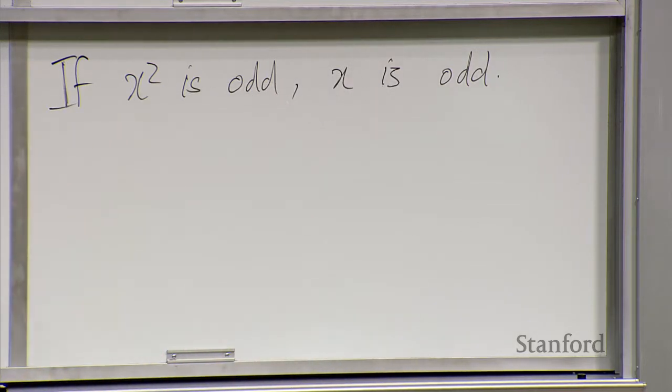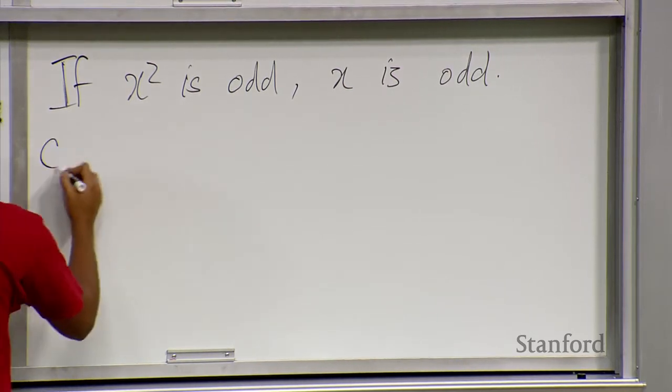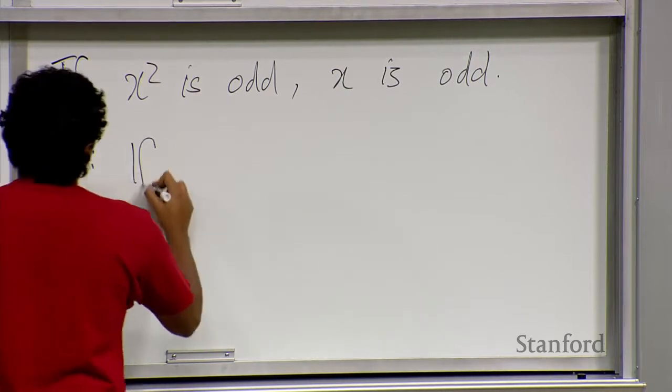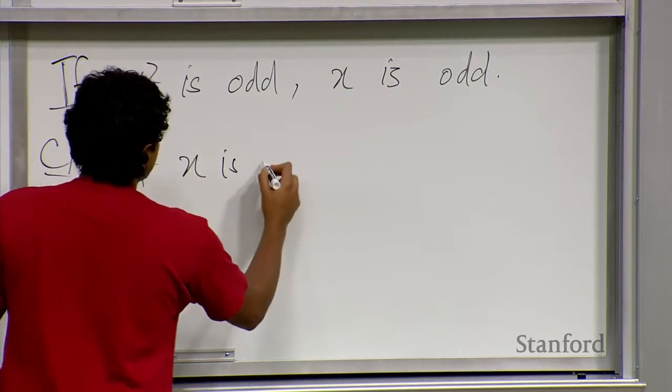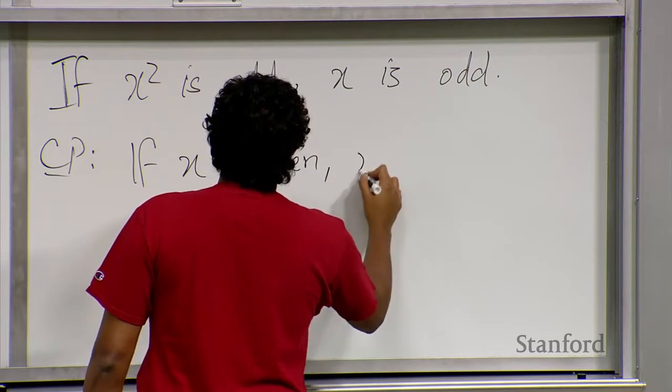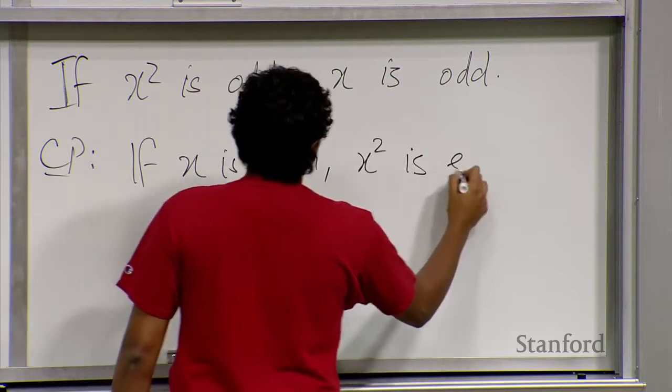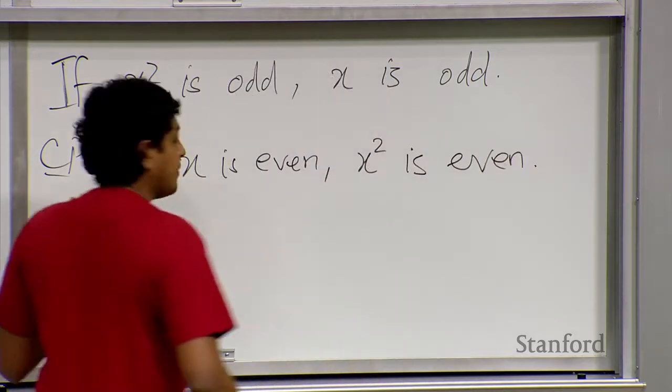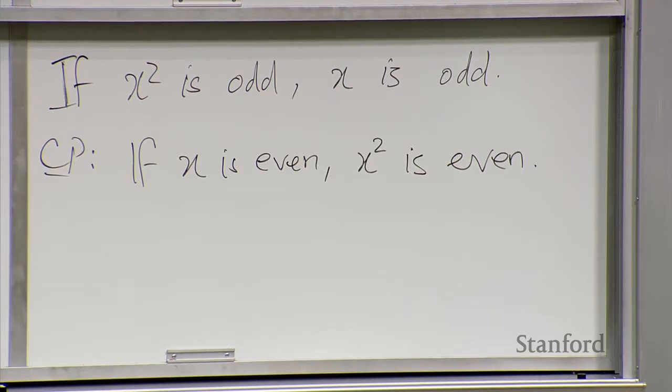Okay, so let's try to prove that if x squared is odd, x is odd. If we wanted to prove this by contrapositive, the contrapositive of this statement would be: if x is not odd, x squared is not odd. Right, because something that's not odd has to be even. So the contrapositive of this is, if x is even, x squared is even.